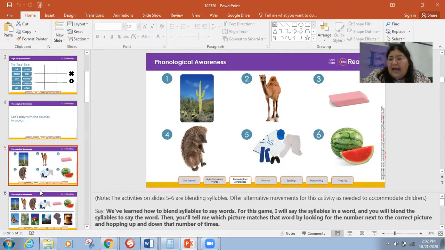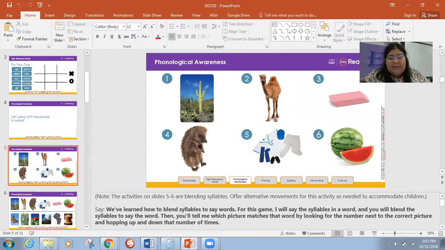We're gonna play a game, all right? So we learned how to blend syllables to say words, right? For this game, I'm gonna say the syllables, then you're gonna blend the syllables to say the word. But while you do that, you're gonna find the matching number. So, for an example, if I say cactus, what word is it? Now, let's look for the cactus. Oh, I found it. What number is it? It's one. So then you're going to hold up a one. Everyone understand? All right. It's not hard. I promise. It's not hard.